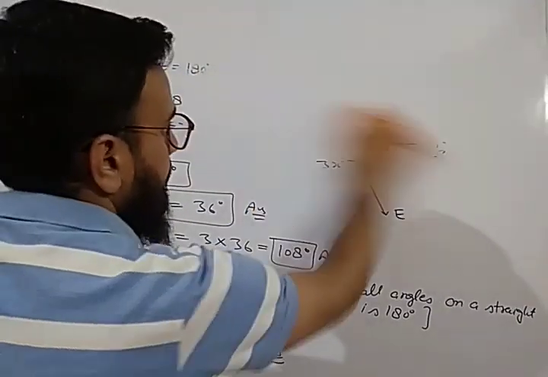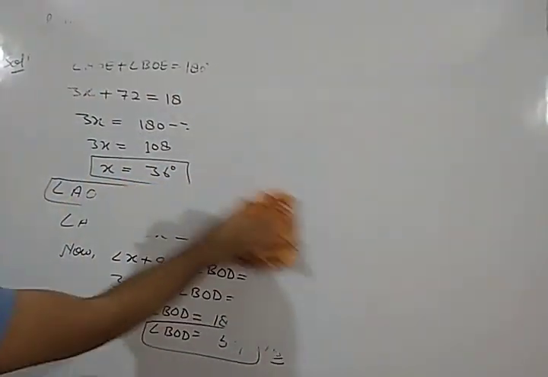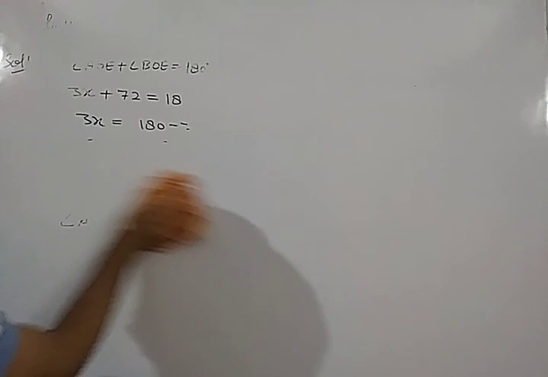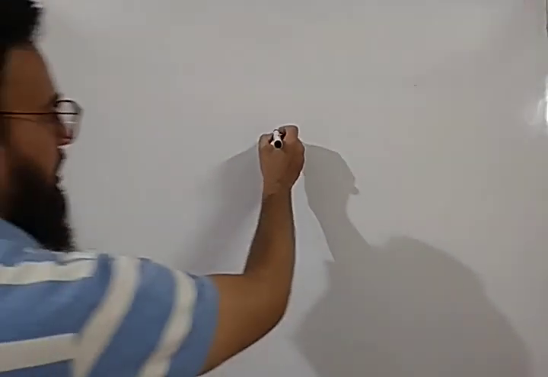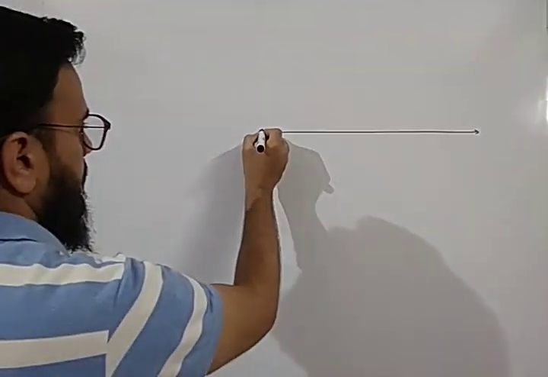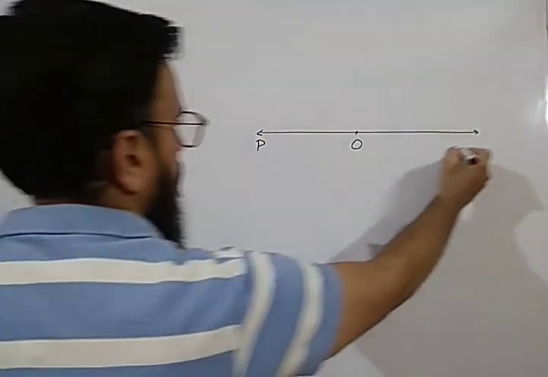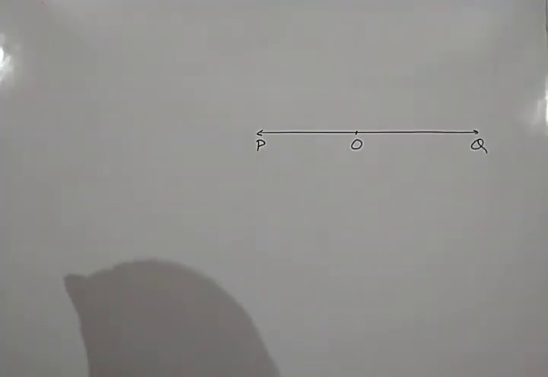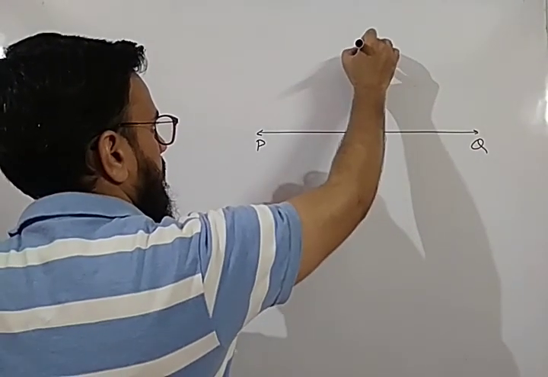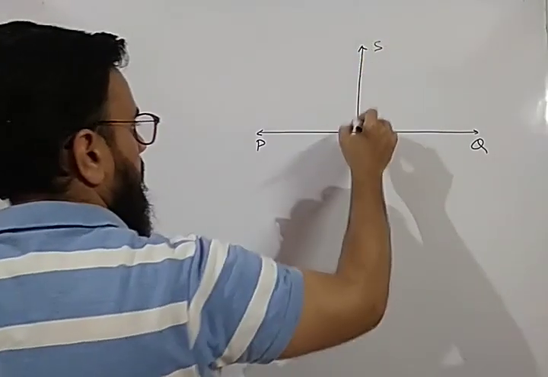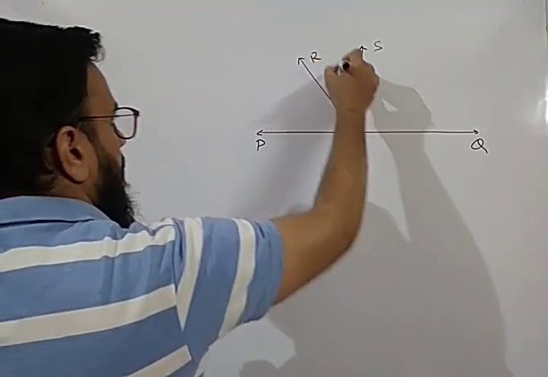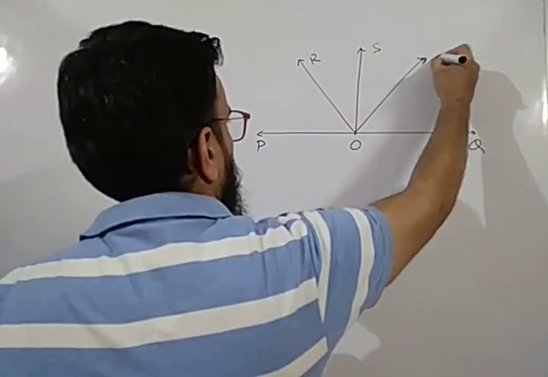Now coming to the next question. Now we have given a figure: P, O and Q. Then this is a line OS, OR and OT.